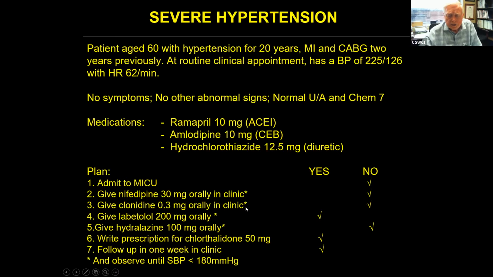What about clonidine now? So clonidine, you may think, is a drug that may not be strong enough, may not work well enough. It does actually, it works very well. The blood pressure would almost certainly come down well below 180 within 30 minutes. So in that sense, it's a good drug. It's okay for somebody with cardiac trouble.